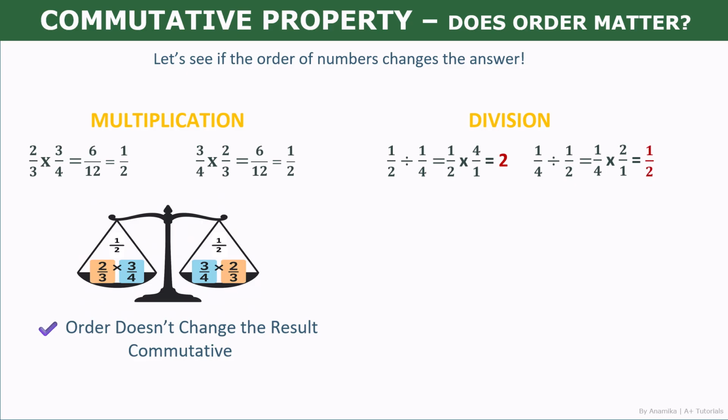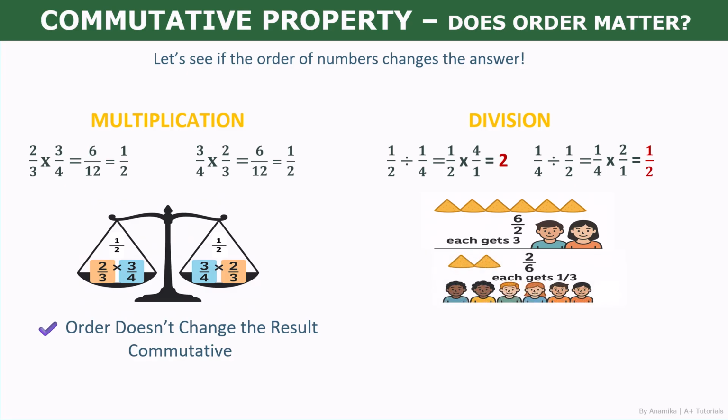You can think of this as sharing 6 samosas among 2 friends. Each gets 3, but sharing 2 samosas among 6 friends, each gets 1/3 of a samosa. So order matters over here. Division of rational numbers is not commutative.